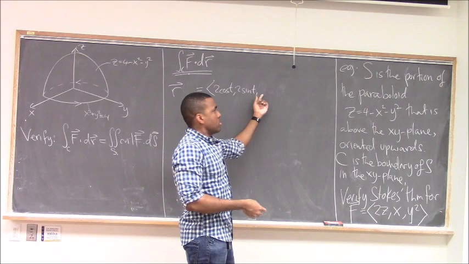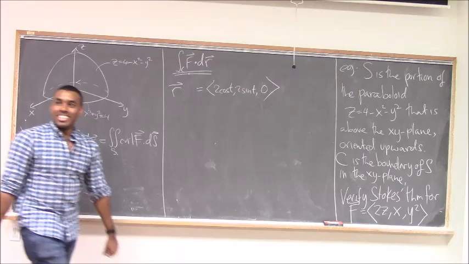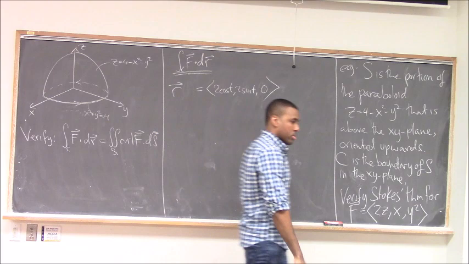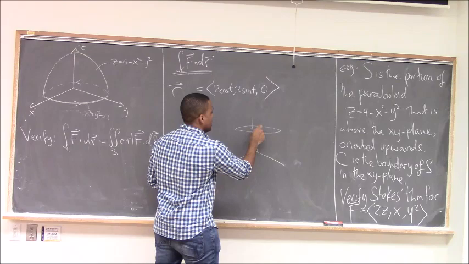Zero. Why zero? Because it's in the xy plane. My circle is here, at the bottom, on the floor, in the xy plane. My z is zero in the xy plane. If I were to put 4, that's you saying the circle is hovering around z equals 4, which it's not. It's on the floor. It's on the xy plane.